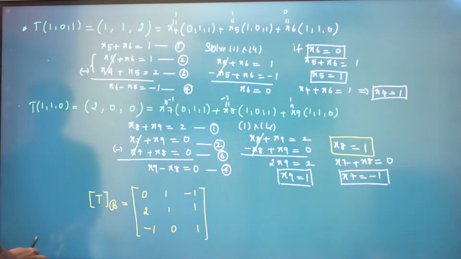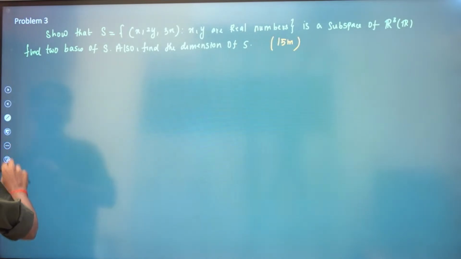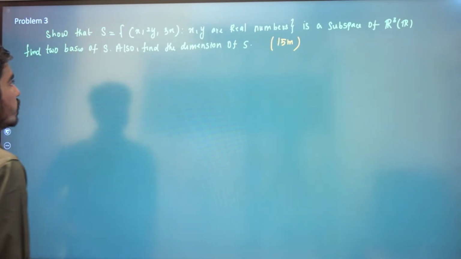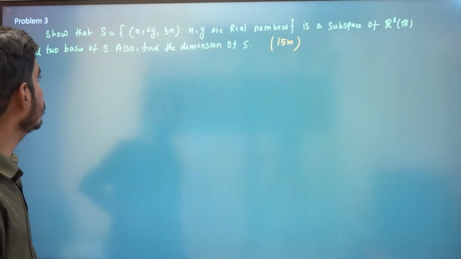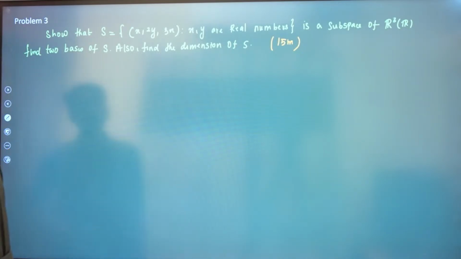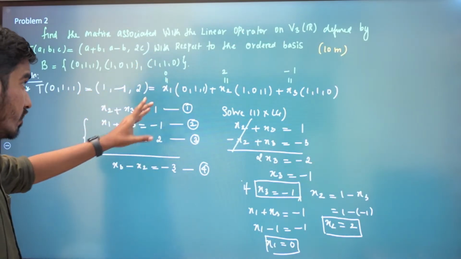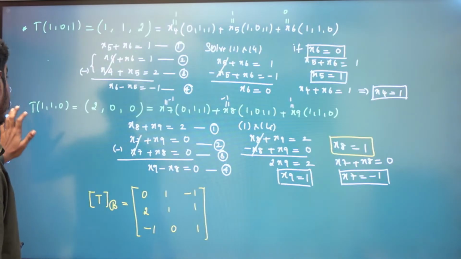So we'll move on to the next problem. Show that the set S, given by (x, 2y, 3x) where x, y are real numbers, is a subspace of R3 over R. Find two bases of S. Also find the dimension of S. So this question carries 10 marks, right? It should not even take 4 to 5 minutes.